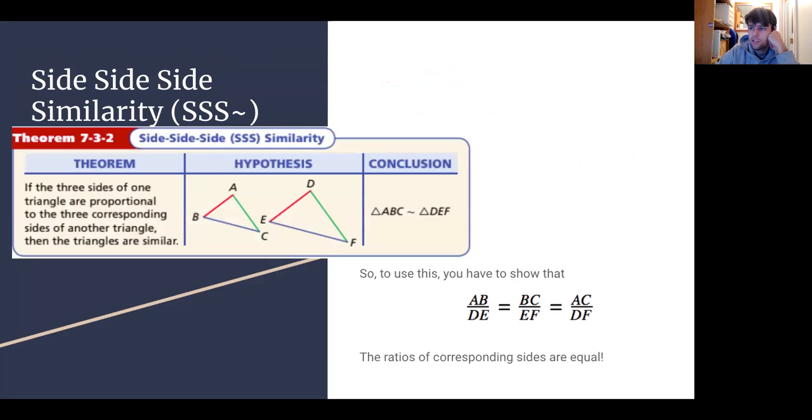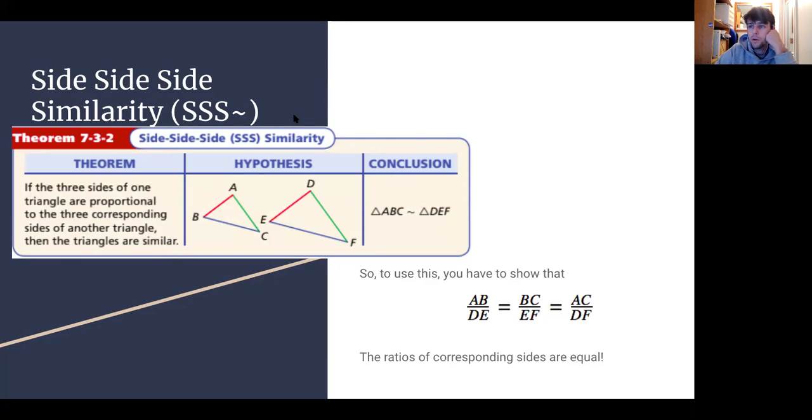And the next shortcut we have is called side-side-side similarity. So this is different from side-side-side congruence. And let's just look at it here. So it says, if three sides of one triangle are proportional to the three corresponding sides of another triangle, then the triangles are similar.